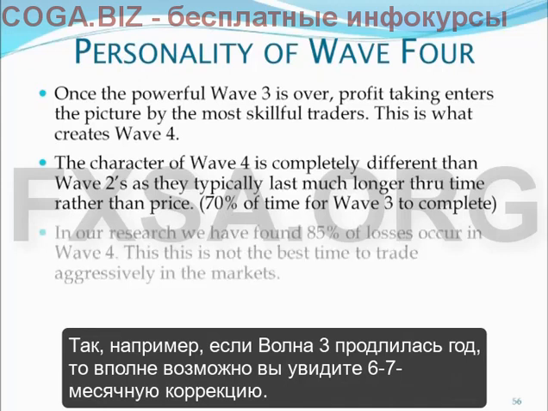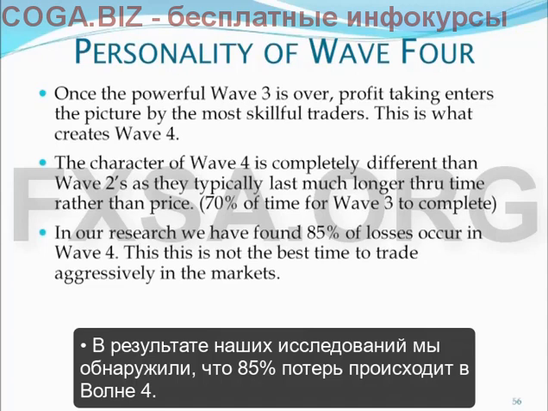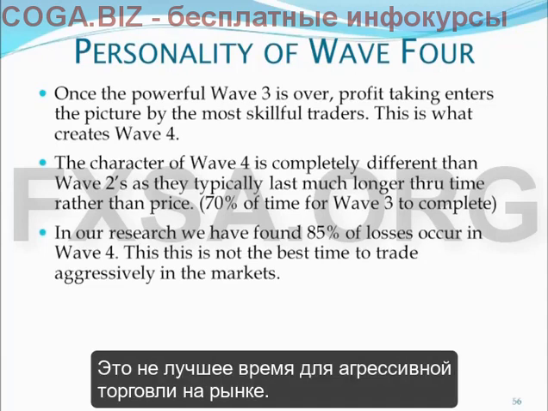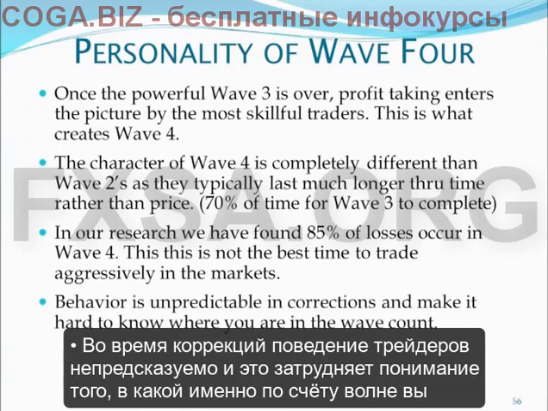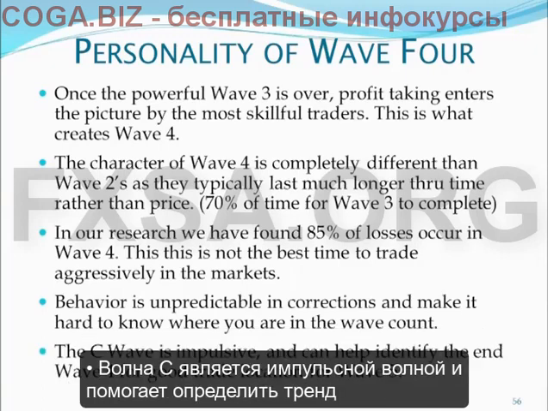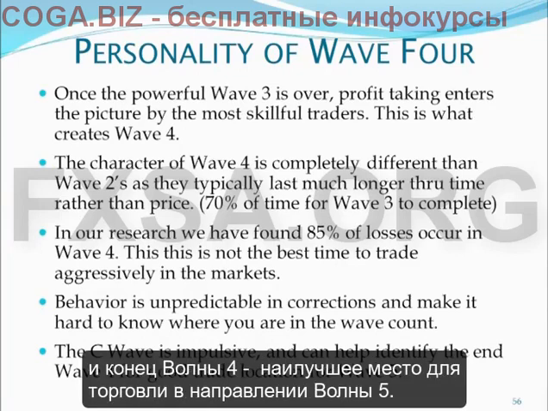It's quite possible. In our research, we have found that 85% of losses occur in wave 4. This is not the best time to trade aggressively in the markets. Behavior is unpredictable in corrections and makes it hard to know where you are in the wave count. The C wave is an impulsive wave and can help identify the trend or the end of wave 4 for good trade location for wave 5.